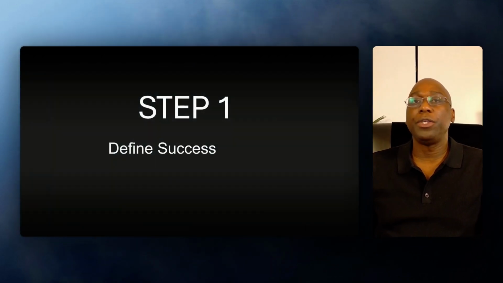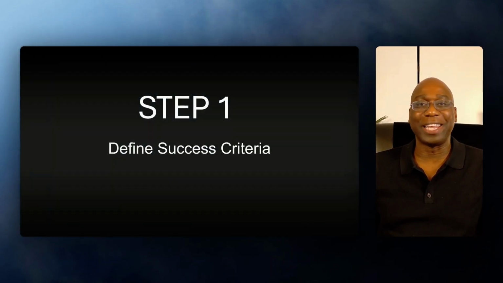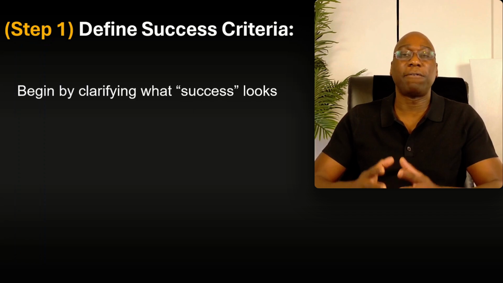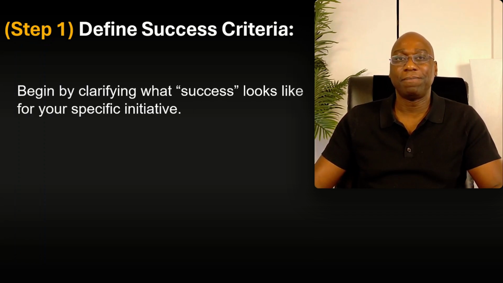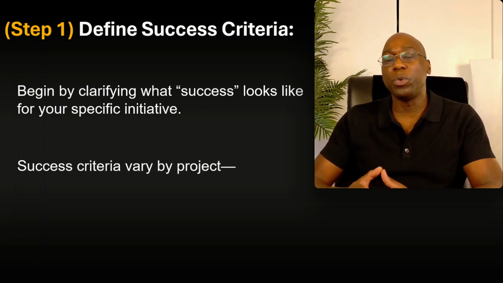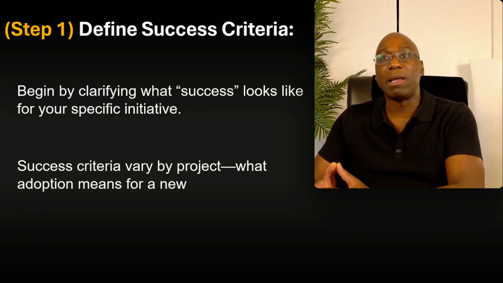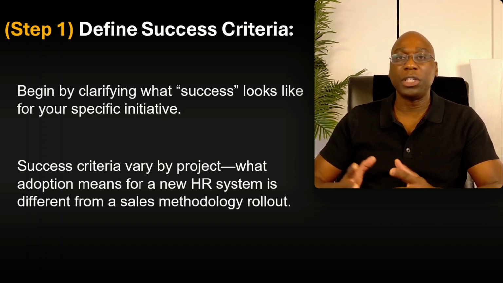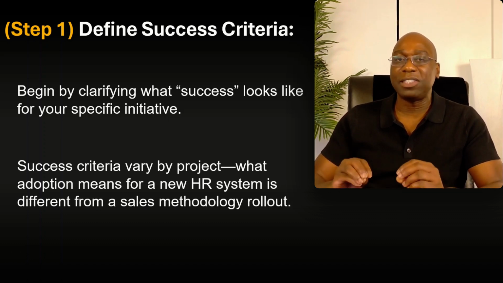For step number 1, you want to define your success criteria. What do I mean by that? Well, you want to begin by clarifying what success looks like for your specific initiative. Now, success criteria vary by project. What adoption means for a new human resources system might be different from a sales force rollout or an ERP rollout, which is why it is important to be specific for your specific project. What does success look like?